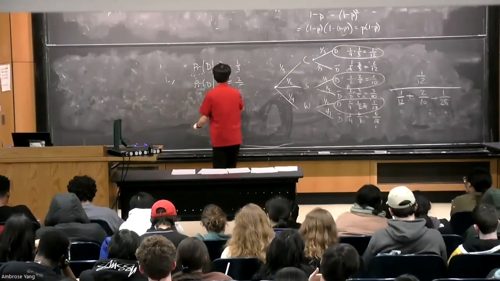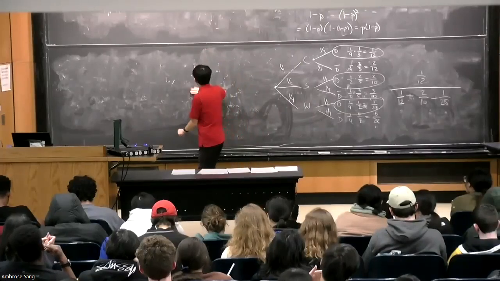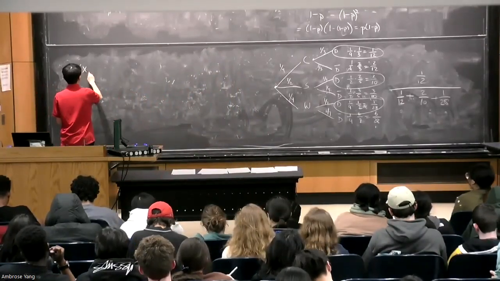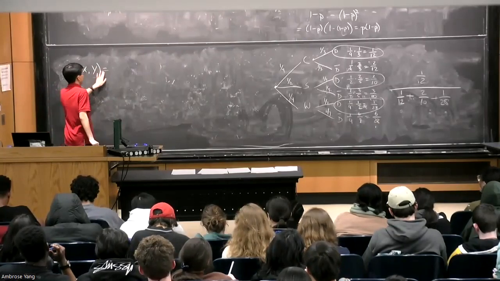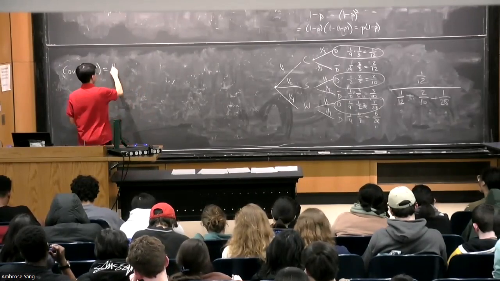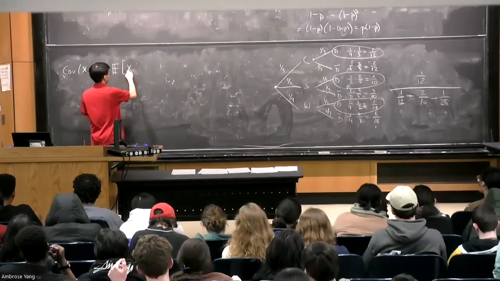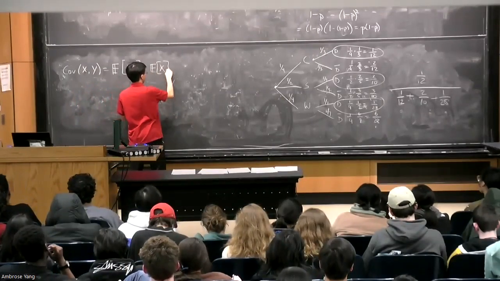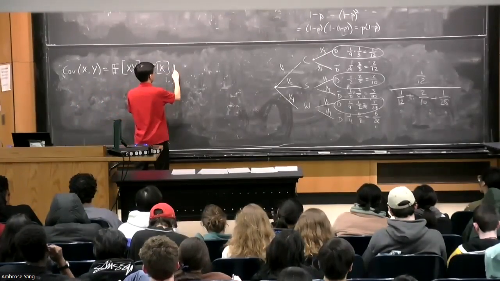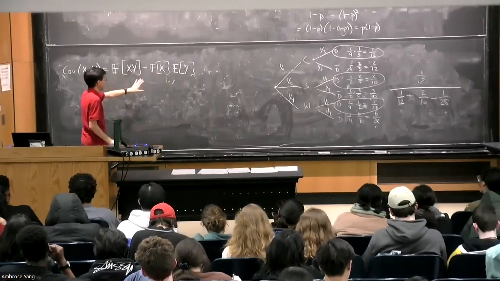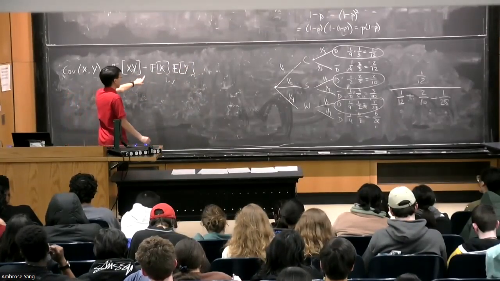That's what he does. That's what it is. The covariance of x and y. Probably the most useful formula for this would be the expected value of xy minus the expected value of x times the expected value of y. Y is just the y position.